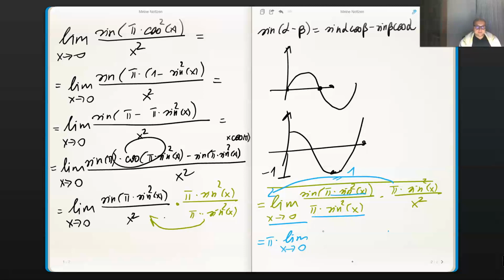And then we have sine of x divided by x times sine of x divided by x again. So this is pi times 1, which is pi. Isn't it nice? I think it's beautiful.